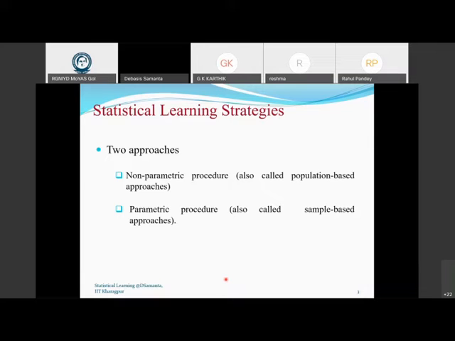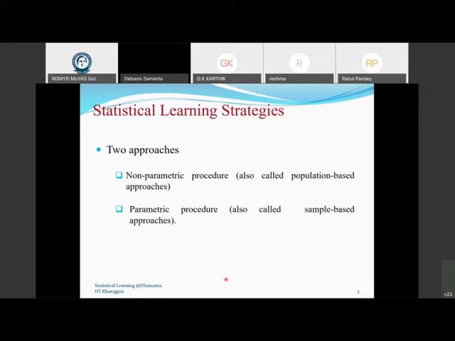Now there are two broad strategies so far as statistical learning is concerned. They are called non-parametric and parametric procedures. The non-parametric procedure is used when the data given to you is the whole population. On the other hand, the parametric procedure is possible when the entire population is not available to you, and only a part of the population, a subset, is given. A subset of the population is called a sample. So parametric statistical learning is a sample based approach, while non-parametric statistical learning is based on the population. So these are the two things. Today we will discuss the non-parametric procedure. That means given the whole population, how we can learn something statistically.